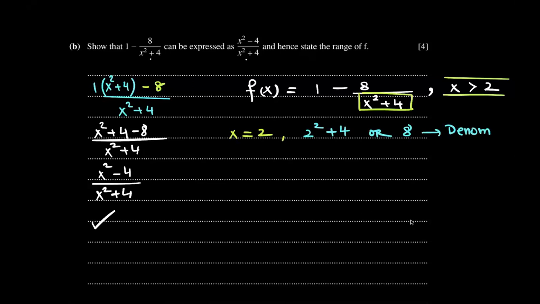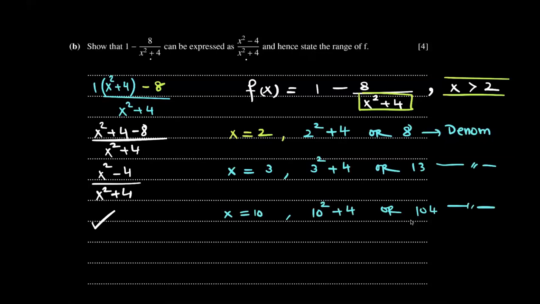Now let me choose a value, which is 3. So this is 3 squared plus 4, 9 plus 4, which is 13. We are just talking about the denominator. Let me choose x equal to 10, therefore 10 squared plus 4, which is 104. This is the denominator. That means the denominator keeps on getting bigger. The whole fraction will keep on getting smaller.